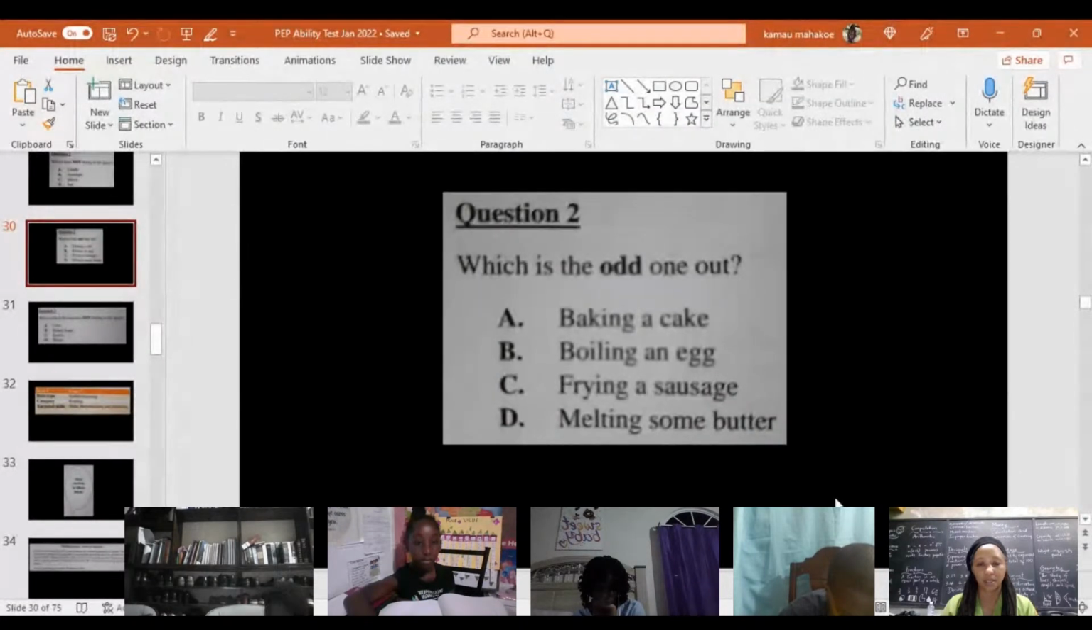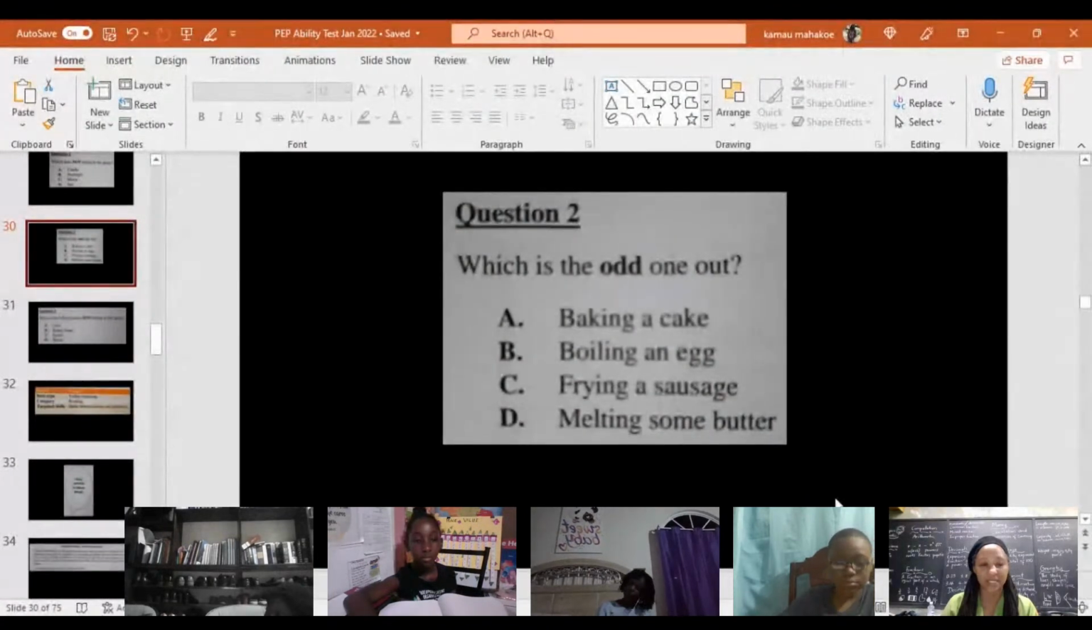A. Baking a cake. B. Boiling an egg. C. Frying a sausage. And D. Melting some butter. Which do you choose, Antoine? Miss, I'm still thinking. All right.